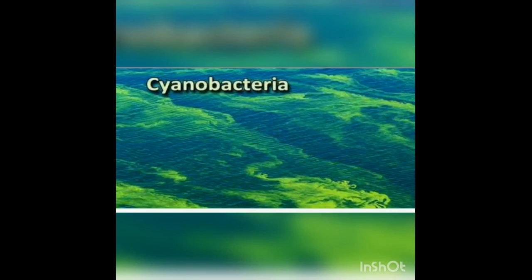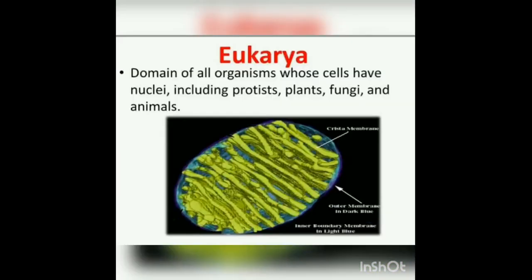Cyanobacteria are photosynthetic blue-green algae which can produce oxygen. These have played a key role in the changes of atmospheric oxygen level from anaerobic to aerobic during the early periods. Next, the third domain is eukarya or eukaryotes.